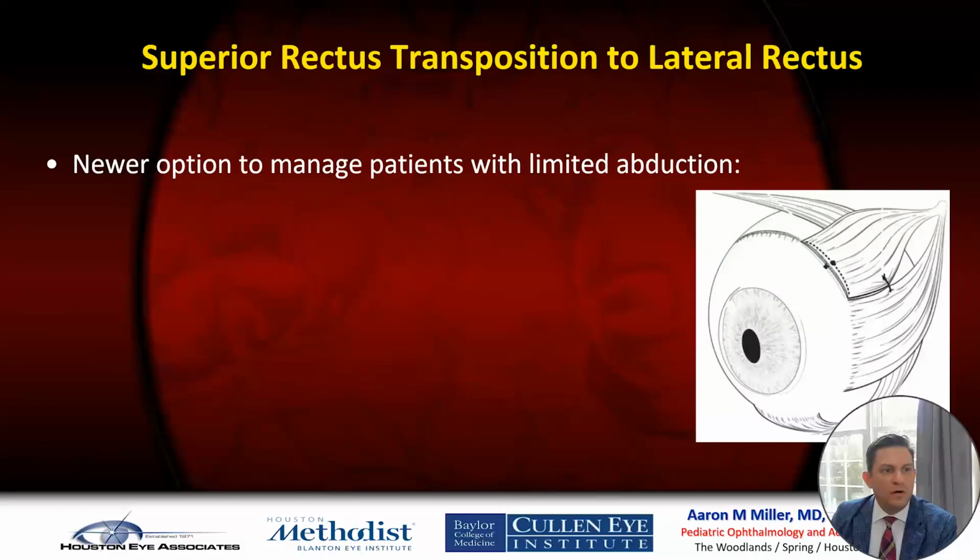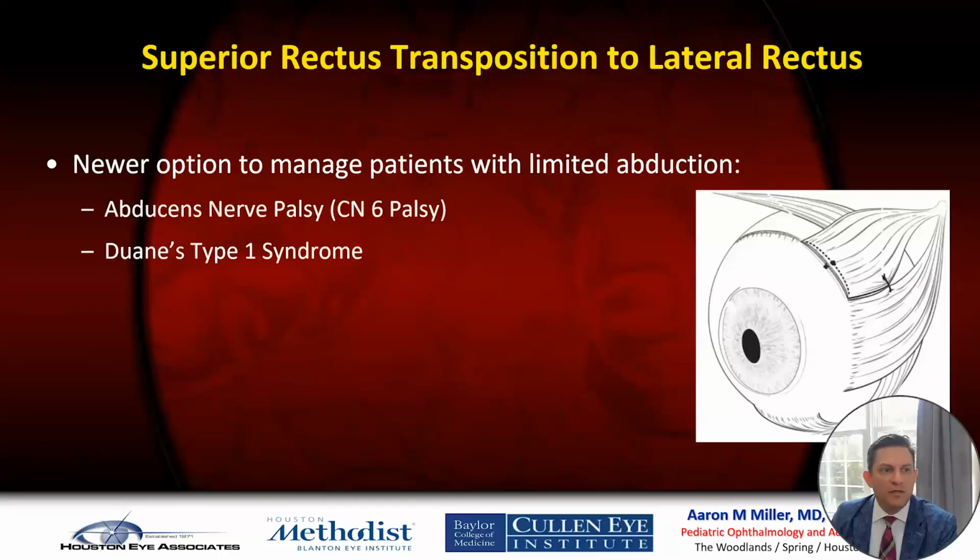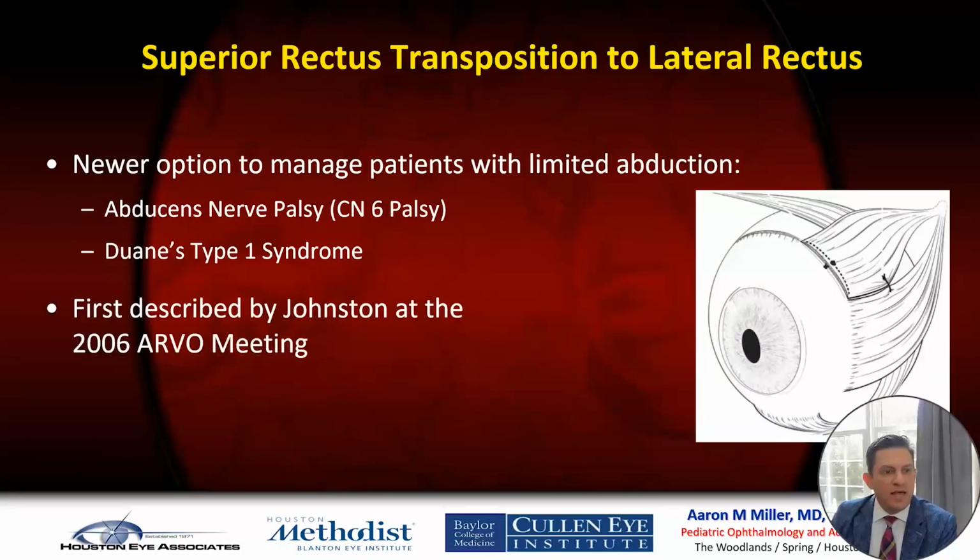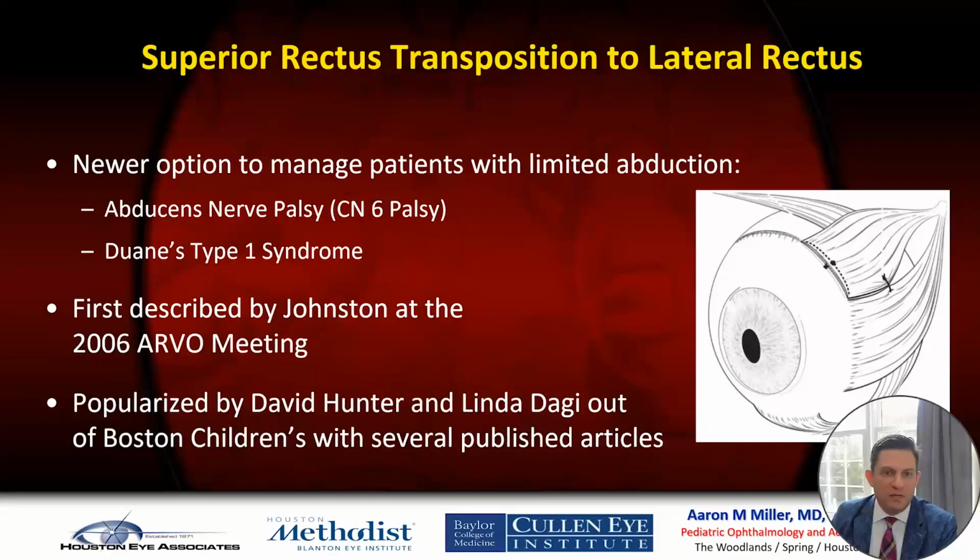One of the newer procedures is the use of the superior rectus, transposing it to the lateral rectus. It's a newer option to manage patients with limited abduction, for example cranial nerve 6 paresis, and also Duane's type 1 syndrome. This was first described by Johnston at a 2006 ARVO meeting, and then more recently popularized by Dr. Hunter and Linda Daggy out of Boston Children's, with multiple published reports on this.